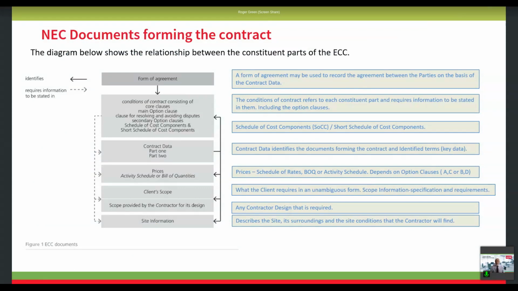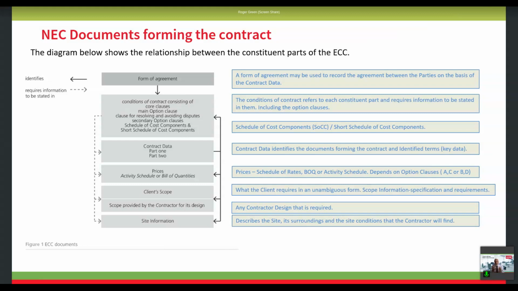So the NEC documentation. We're now going into how all this fits together. We've just gone through the form of agreement, so that's the form of agreement at the top. And again, this is an extract from the ECC documentation, so you can see the guidance notes there. So we have the form of contract at the top, and down the right-hand side I've tried to give you some sort of brief explanation as to what they are. The form of agreement is used to record the agreement between the parties and on the basis of the contract data.